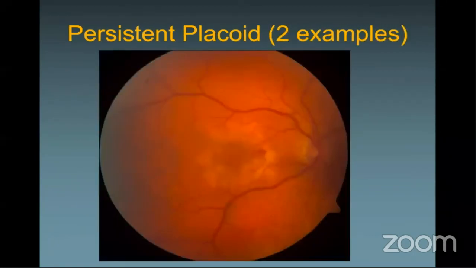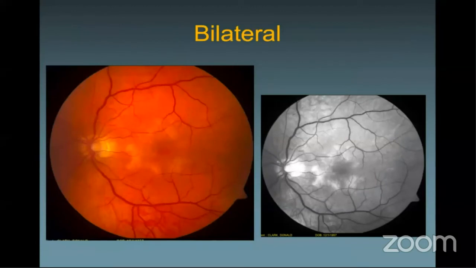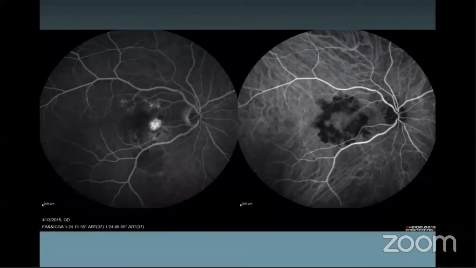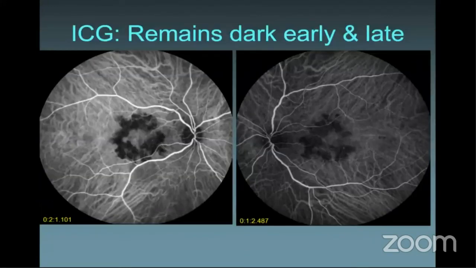Here's a patient who had bilateral lesions with creamy lesions, and you can see the evidence of CNVM by subretinal hemorrhage in the right eye. The left eye had no hemorrhage. And fluorescein angiogram shows multiple little pinpoint hyperfluorescent spots. Many of them are probably nascent CNVMs. And here you can see a clear-cut CNVM in the right eye that stains on the angiogram. ICG remains dark both early and late. This patient had reasonably good vision in both eyes due to the sparing of the central fovea.